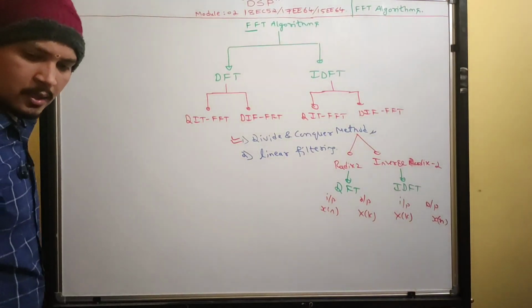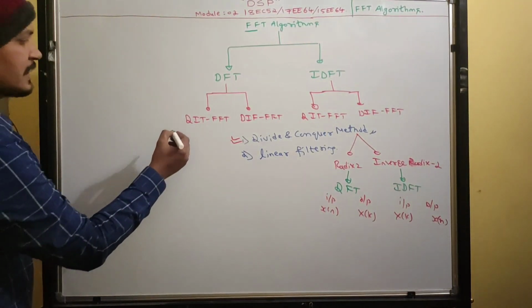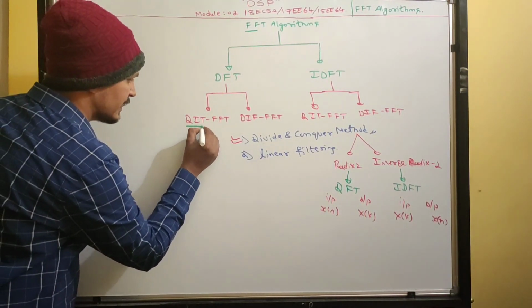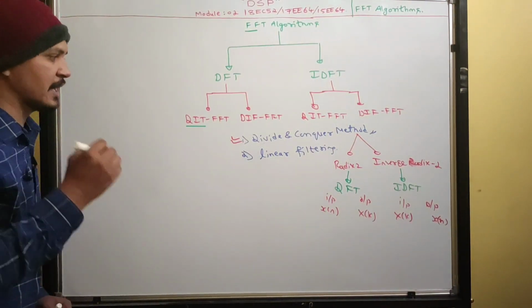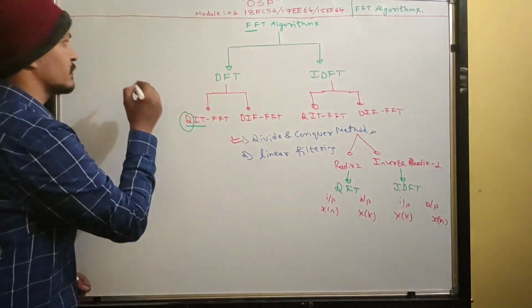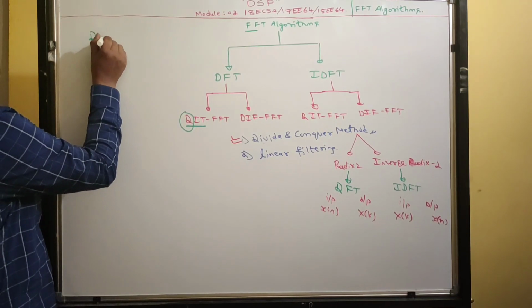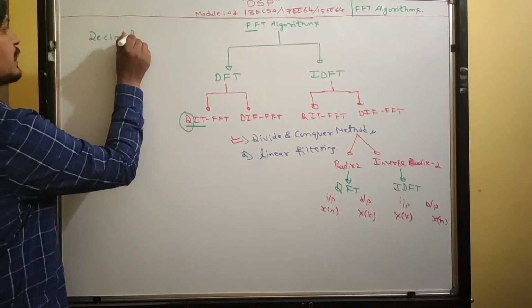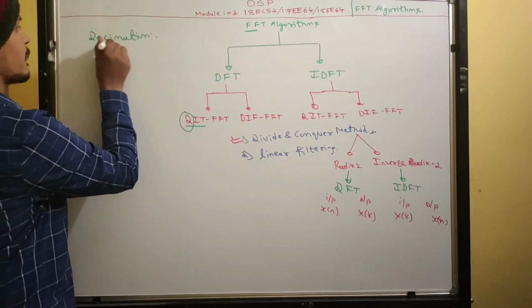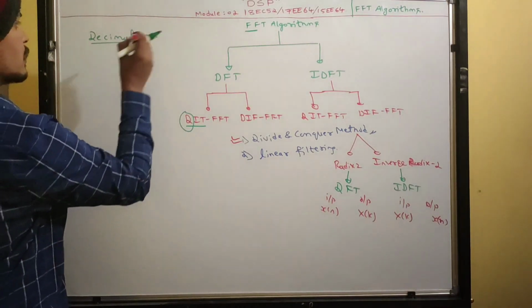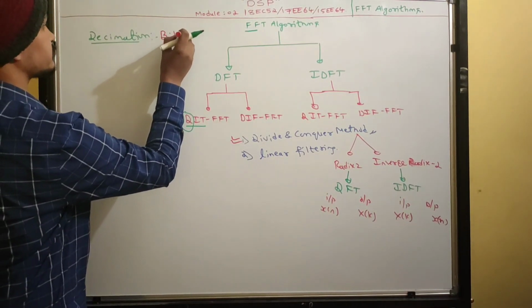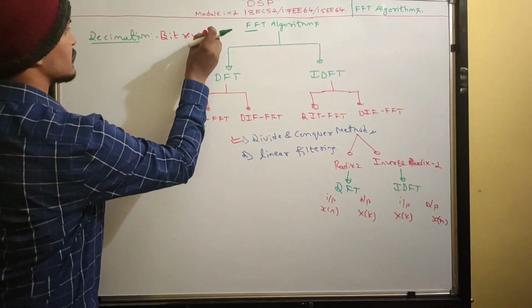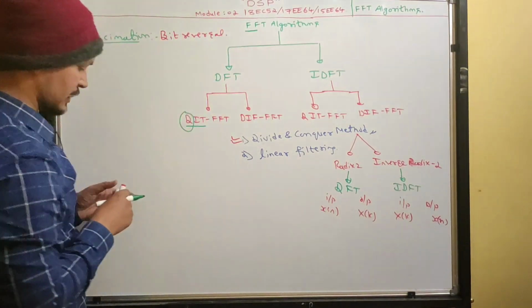That is decimation. The word DIT means decimation in time. What do you mean by decimation? Decimation is nothing but bit reversal order. Decimation is nothing but bit reversal.